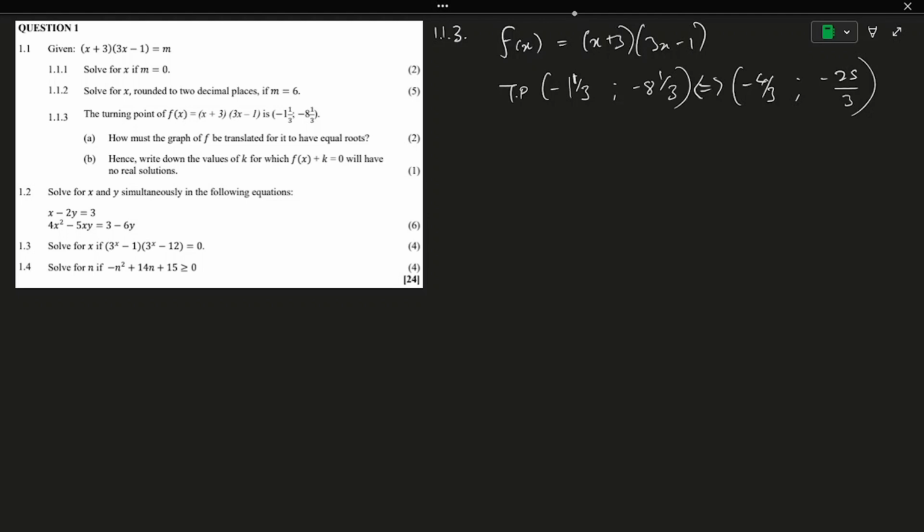Now let's look at this. We know that this is going to have positive a because when we multiply x and x, we're going to get 3x². So we don't need to go further and get b and c.